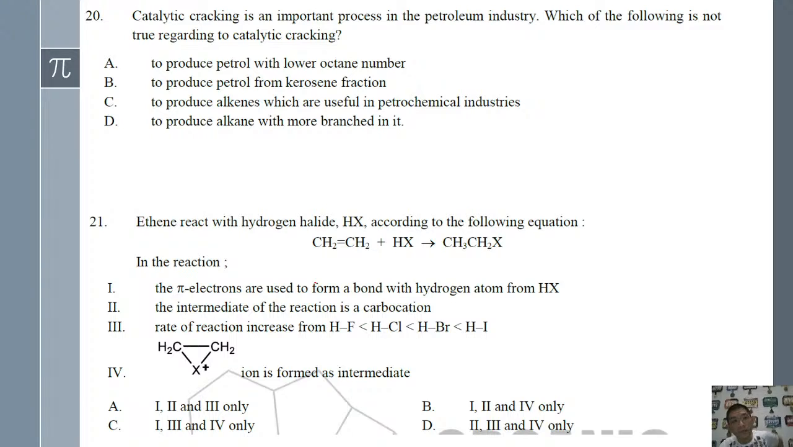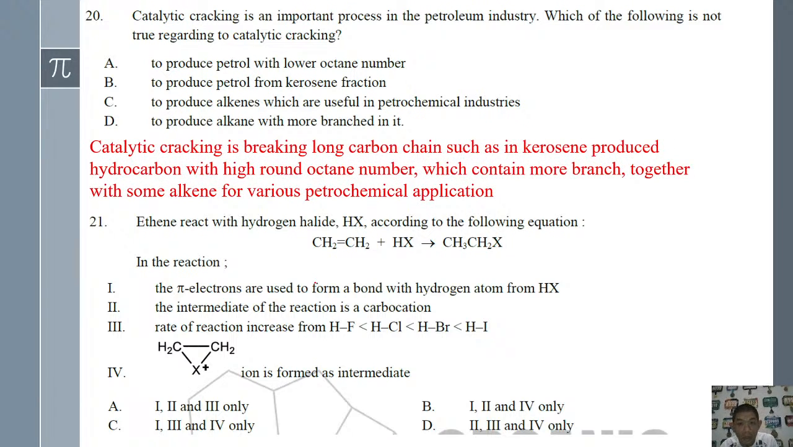Then we go for question number 20. Catalytic cracking is an important process in the petroleum industry. Which of the following is not true regarding cracking? So a cracking process is actually used to shorten the carbon-carbon chain that is usually not frequently applied in our daily life. For example, C30, C40, we don't tar road every day, isn't it? So that is why catalytic cracking is developed to make use of those very long carbon chains, shorten them, and apply them to a more useful industry.